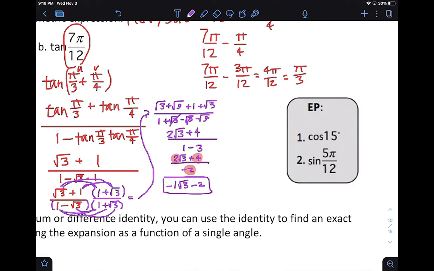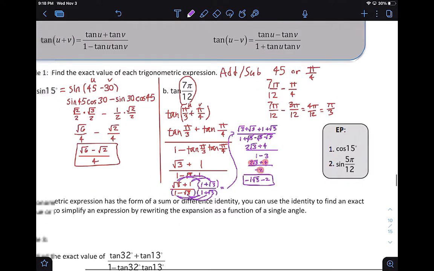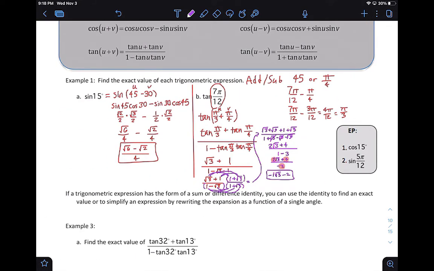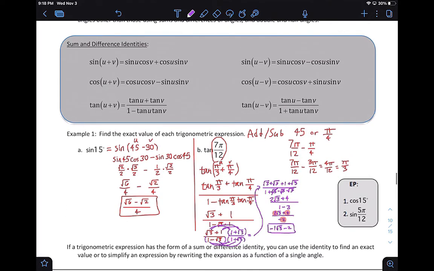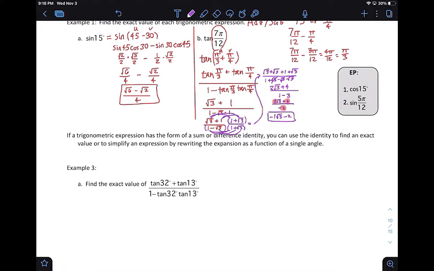So that one's a little hard. It's not hard to get to this point right here, but the rationalization's a couple extra steps. Now, sometimes when you've got cosine and sine, it's a little bit easier because you don't have fractions, and therefore you won't have to rationalize. So, not too bad there.